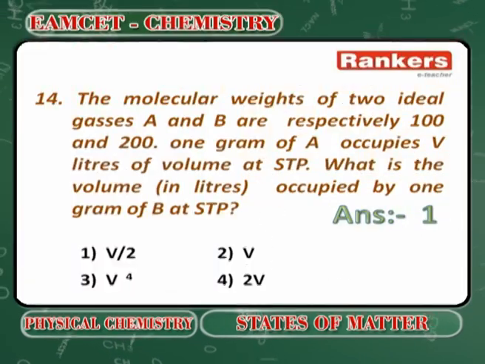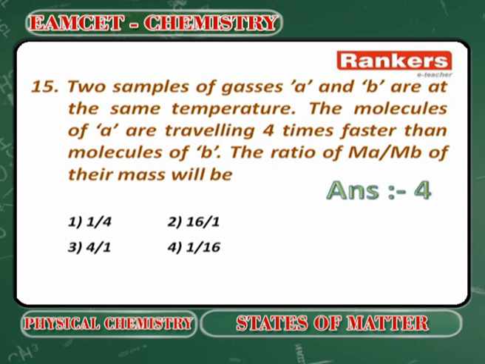Option 1 is the answer. Two samples of gases A and B are at the same temperature. The molecules of A are traveling 4 times faster than the molecules of B. What is the ratio of their molecular weights, Ma and Mb, of their masses?